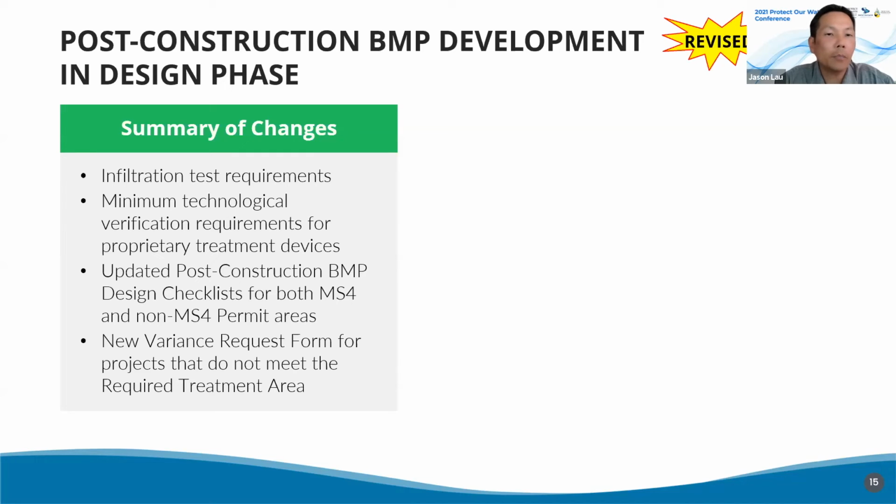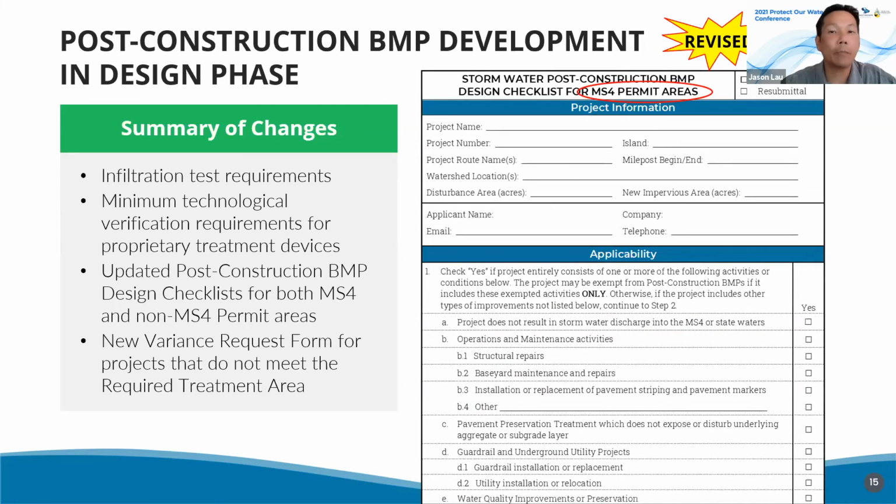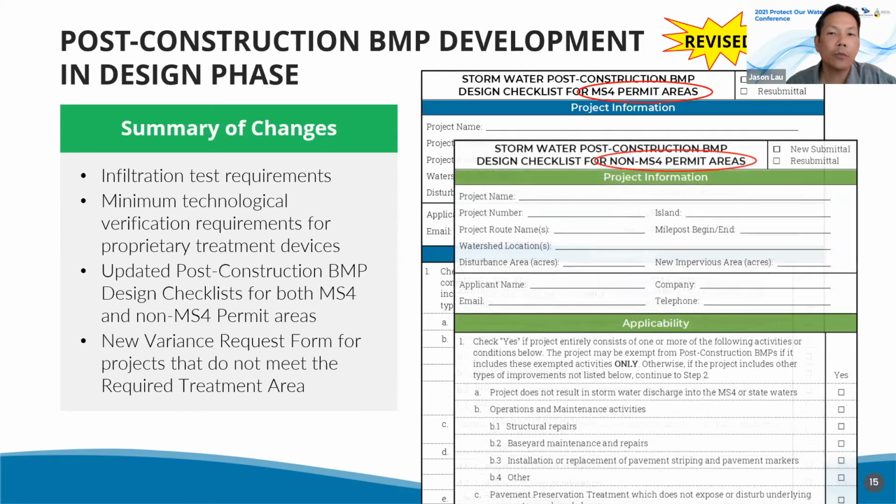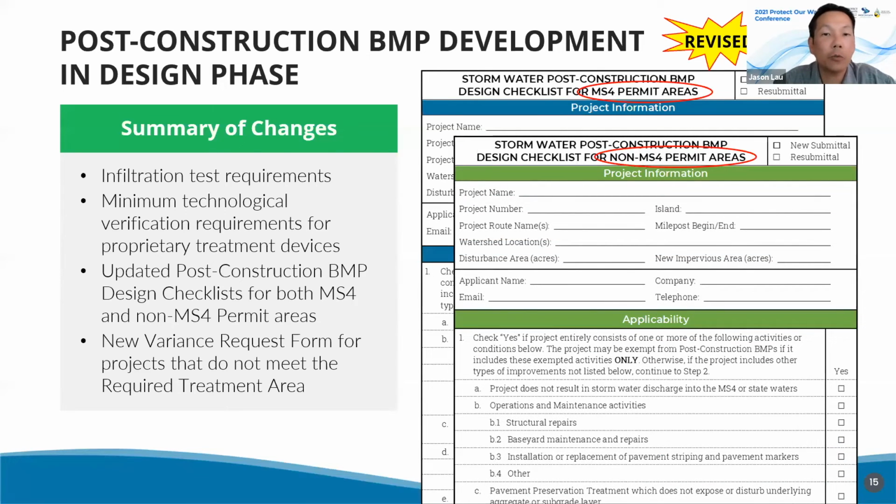There's also going to be some post-construction BMP design checklists included. Now, the current manual does have a checklist. What we decided to do was create a separate one for MS4 permit areas, and also a separate one for non-MS4 permit areas, because they do have different criteria now. Okay, and these are to be submitted for each project, regardless of whether post-construction BMPs are required or not. Okay, and they're to be submitted during the preliminary design phase, and then updated and resubmitted if there's any changes to the BMP designs.